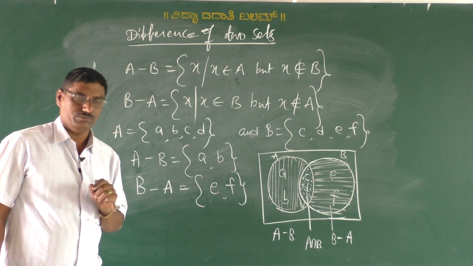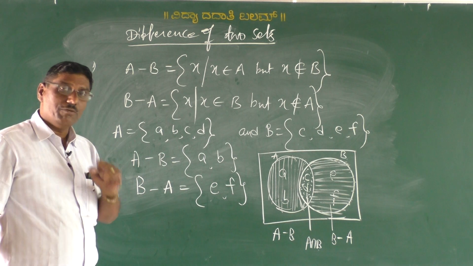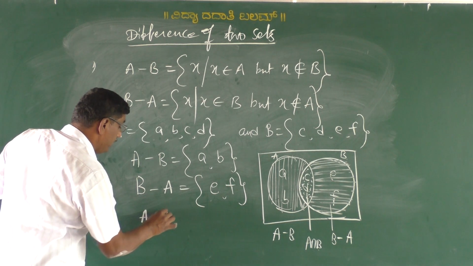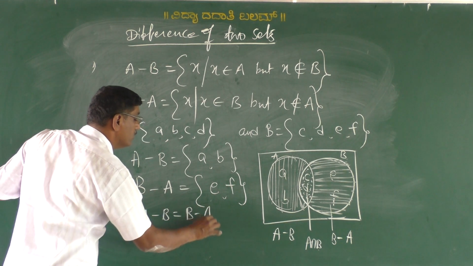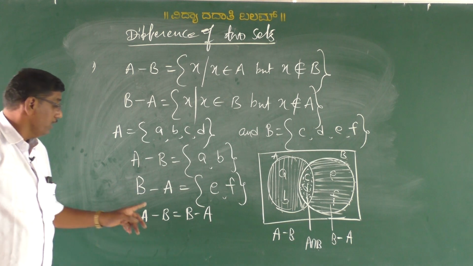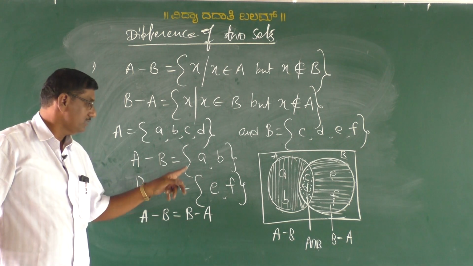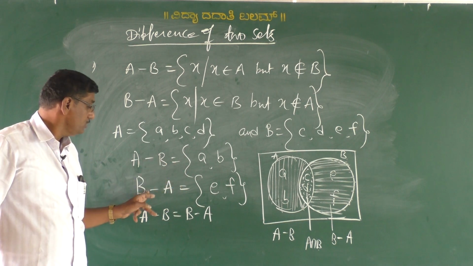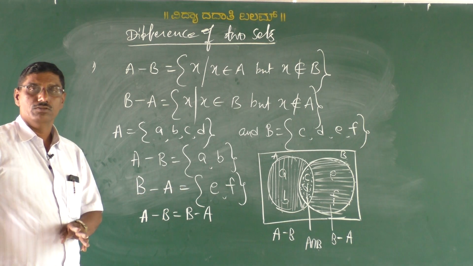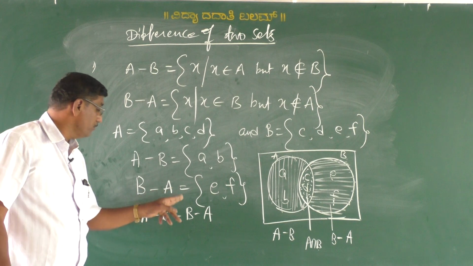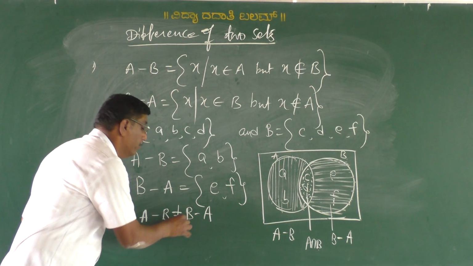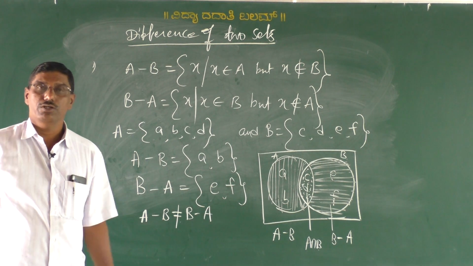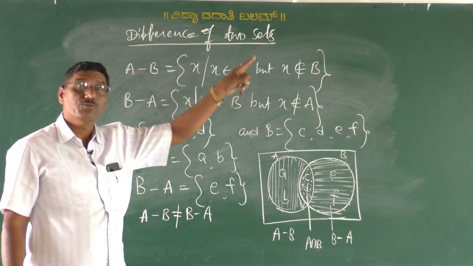Now, one question in front of you, my dear students: is A minus B equal to B minus A? No. Here A minus B is not equal to B minus A, as we already saw in this example. Is A minus B equal to B minus A? No, A minus B is not equal to B minus A, my dear students. Are you understood about difference of two sets?